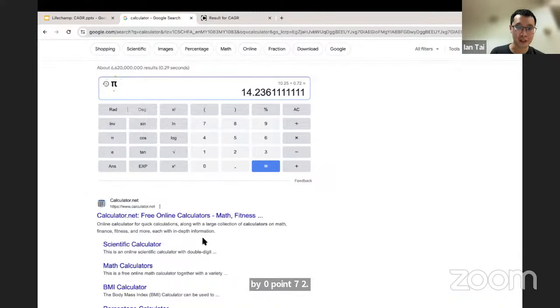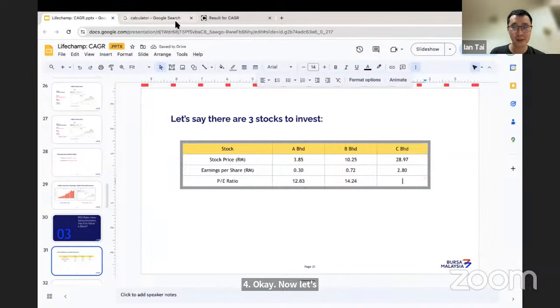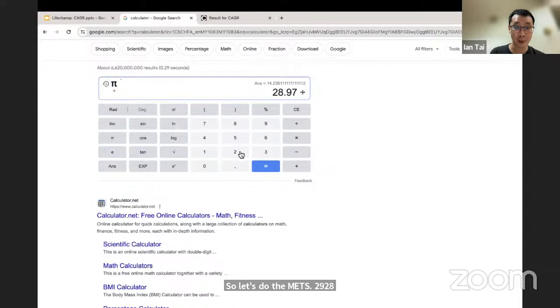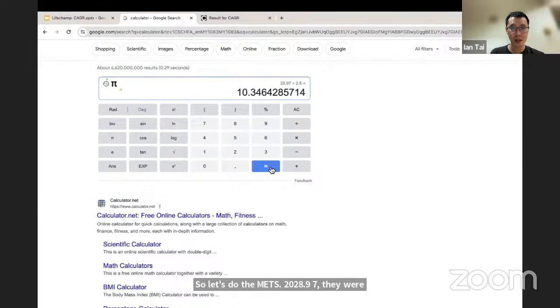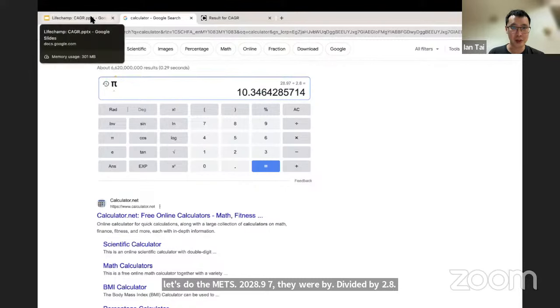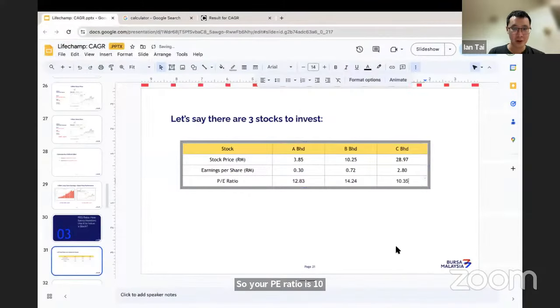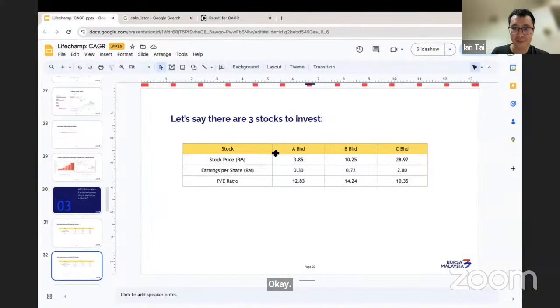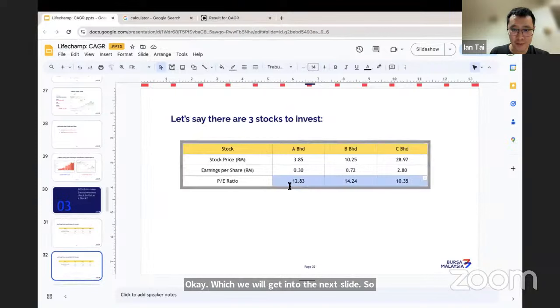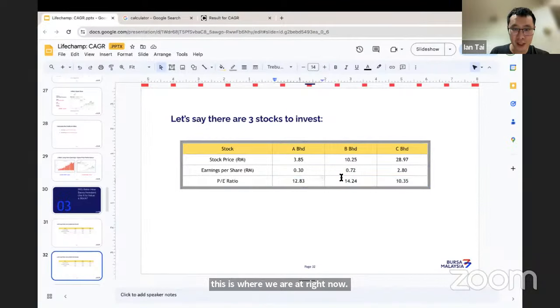Okay. Now let's look at C Berhad. C Berhad stock price is 28.97. Earnings per share 2.8. So let's do the maths. 28.97 divided by 2.8. So your PE ratio is 10.35. Which we'll get into the next slide. So therefore, this is where we are at right now. A Berhad PE ratio 12.83, B Berhad 14.24, C Berhad 10.35.